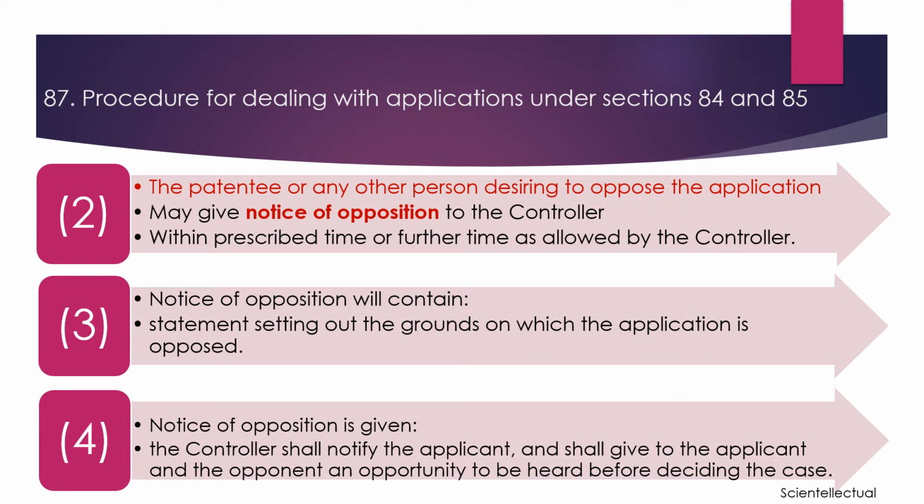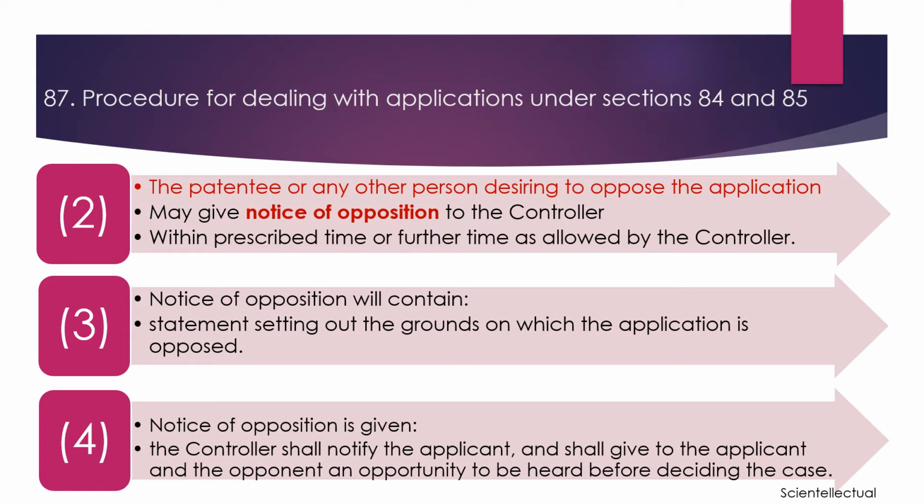Section 87, subsection 2. Now the patentee or any other person desiring to oppose the application, that is, opposing the compulsory license application, may give notice of opposition to the controller within the prescribed time, or further time if the controller allows. Subsection 3. If the patentee gives the notice of opposition, that notice will contain a statement setting out the grounds on which the application is opposed. That is why the patentee is requesting opposition.